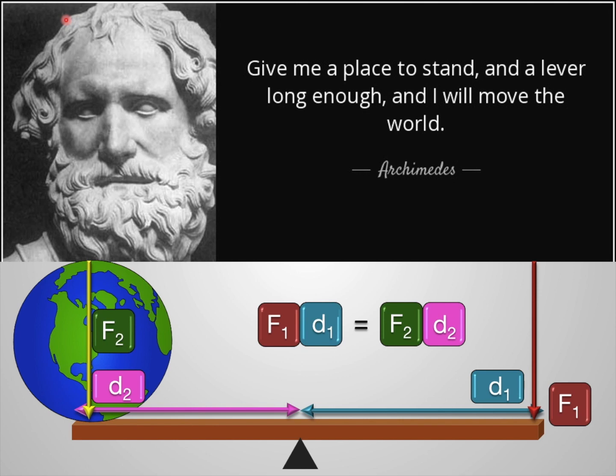Now what you are going to do is increase the distance D1. That's why he is saying to give a long enough pole. So as the distance D1 increases, according to the equation, F1 should decrease because the body is in equilibrium. As D1 increases, F1 will decrease. So you need to apply a very small force to balance the earth if you have a long enough pole. Now you can try these questions.